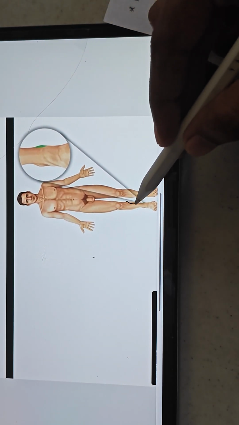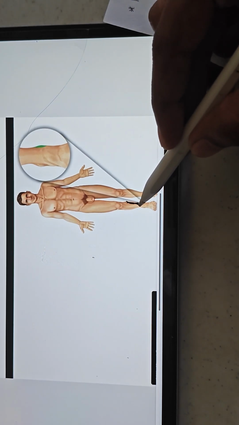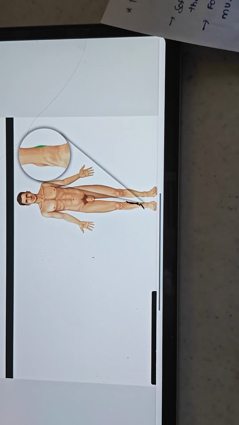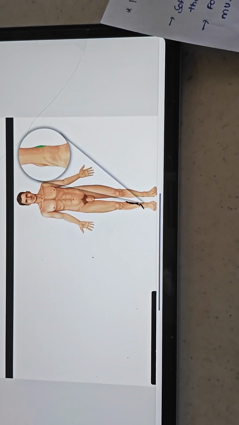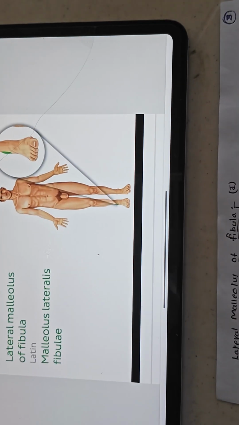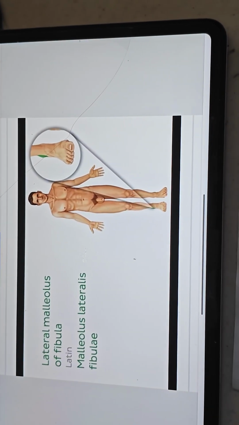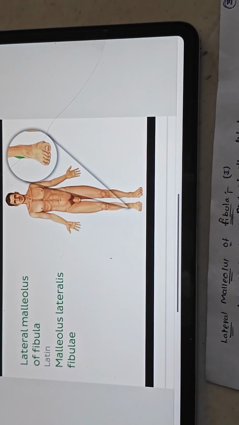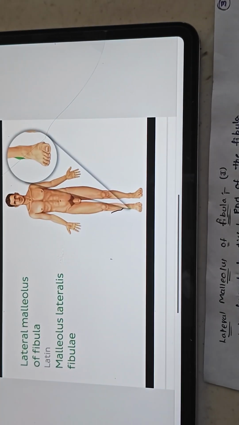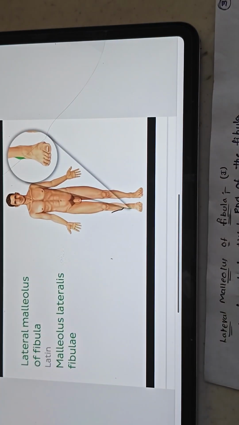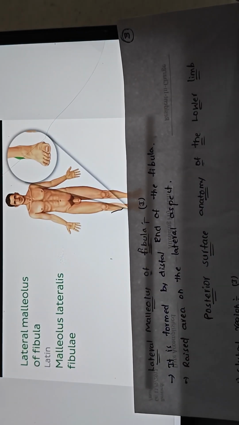If you think this one is the distal end, this one is the tibia, and the distal end of the tibia makes the medial malleolus. This is a bony protrusion, or a raised area on the medial aspect of the leg, so it is called the medial malleolus of tibia. And we also have the lateral malleolus, which is formed by the distal end of the fibula. The tibia makes the medial malleolus, whereas the distal end of the fibula makes the lateral malleolus.